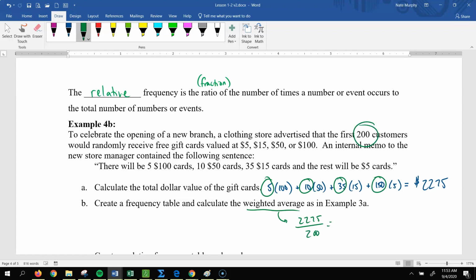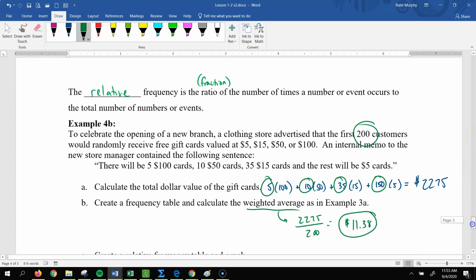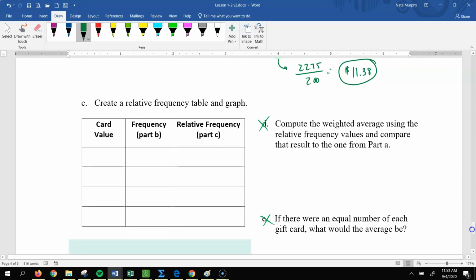We want to figure out the average value of each gift card. We would divide those, and we would get $11.38. That gives us the average value of those gift cards. All right, so now let's create a frequency table. That's what we have down here. By the way, we're not going to do parts D and E, so if you have my notes, you can scribble those out. But let's look at C here.